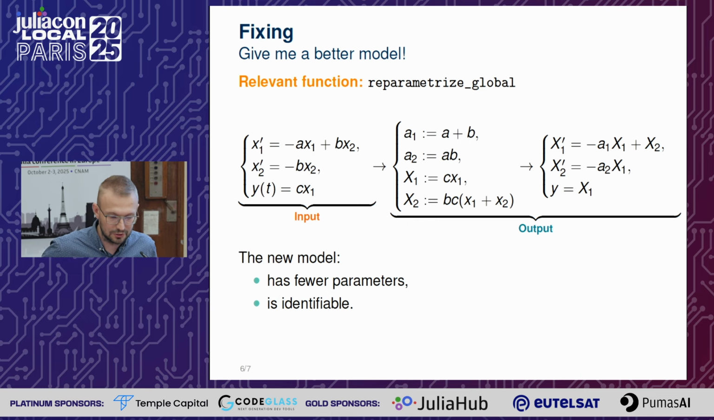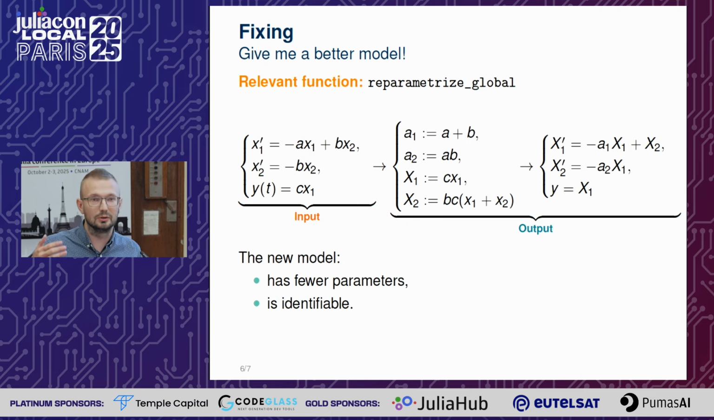So this new model, first of all, has fewer parameters in the sense that there is no C, right? It's just A1, A2. And thanks to that, it's globally identifiable. So all these quantities, A1, A2, X1, and X2, can all be uniquely inferred from the data. Okay, so we resolve ambiguities and we compress the model, which is nice. So that's how this analysis works.